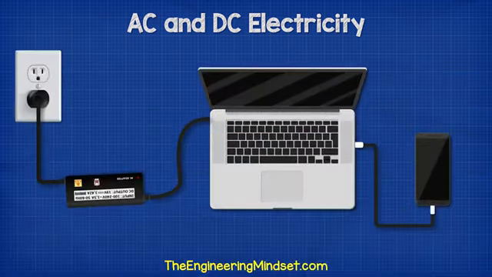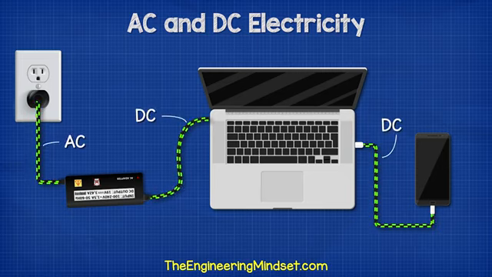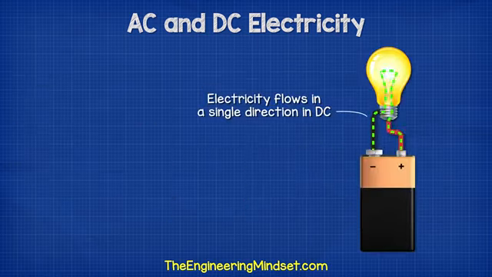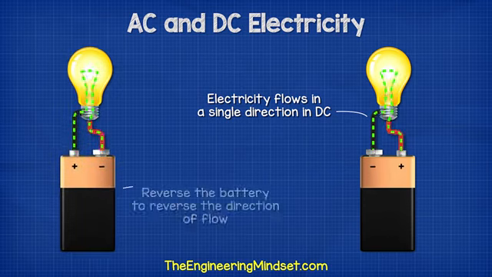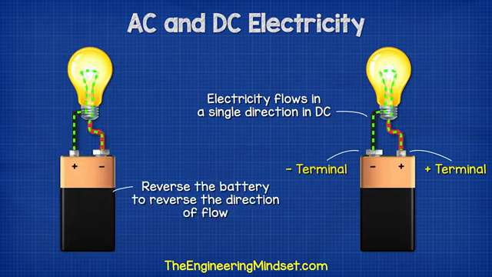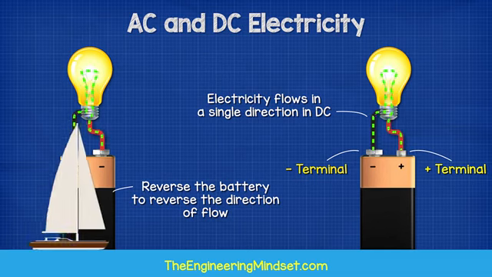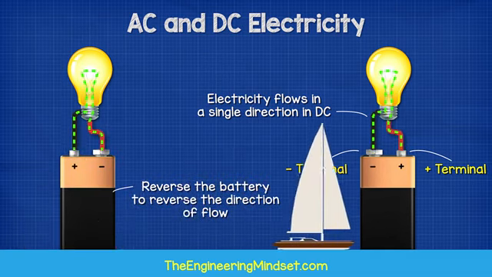Your electrical devices, like laptops and mobile phones, will use DC electricity. In this type, the electrons flow in one direction only, directly from one terminal to the other. You can think of this like the flow of water down a river.